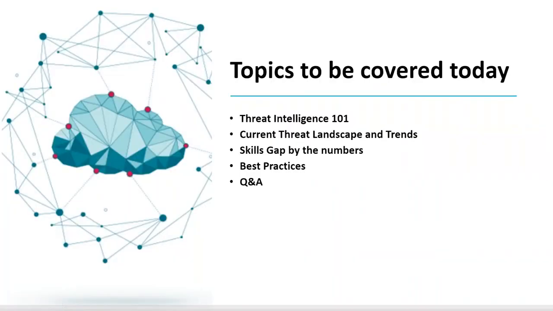So during today's webinar, we're going to be talking about some basics around threat intelligence. Apart from that, we'll talk about the current threat landscape and the current trends in the cybersecurity space. We'll also talk about skill gaps by numbers and some figures which are there. And then towards the end, we'll talk about the best practices. And of course, we'll also talk briefly about the certification by EC Council, which is Certified Threat Intelligence Analyst. And towards the end, we'll have some questions and answers too.